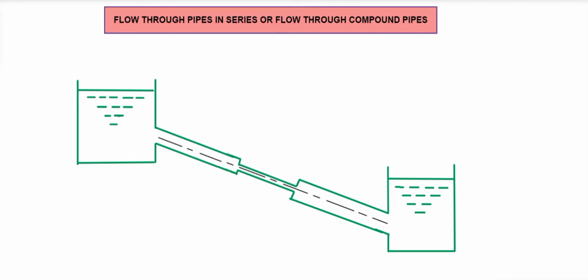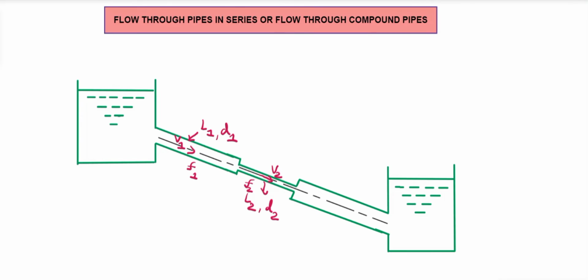When the flow takes place from the first pipe to the second pipe, you will observe that there is a sudden contraction. From the second pipe to the third pipe, there is a sudden enlargement. Suppose the length of this pipe is L1, diameter is D1, and velocity of flow is V1. The frictional coefficient is represented as F1. For the second pipe, the length is L2, diameter is D2, the velocity of the flow is V2, and the frictional coefficient is F2.